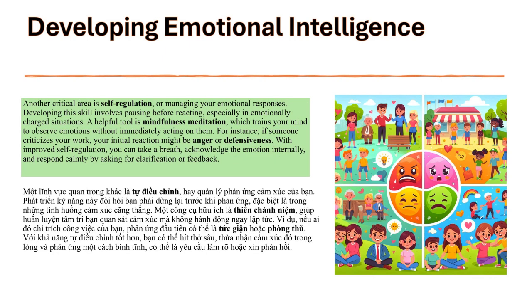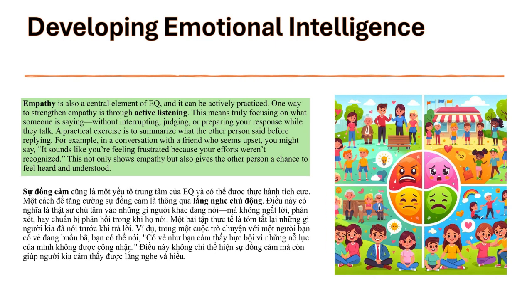discussions. Another critical area is self-regulation, or managing your emotional responses. Developing this skill involves pausing before reacting, especially in emotionally charged situations. A helpful tool is mindfulness meditation, which trains your mind to observe emotions without immediately acting on them. For instance, if someone criticizes your work, your initial reaction might be anger or defensiveness. With improved self-regulation, you can take a breath, acknowledge the emotion internally, and respond calmly by asking for clarification or feedback.